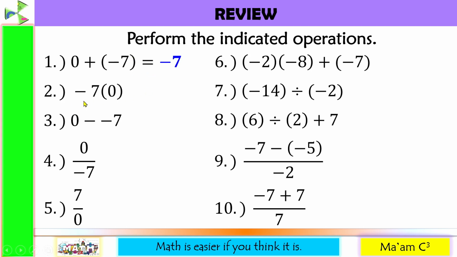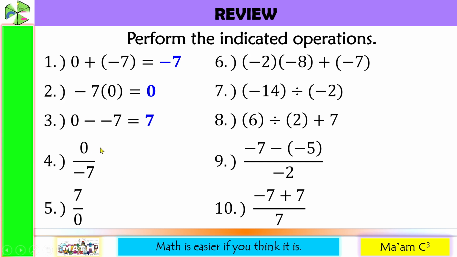Number 2, negative 7 times 0. Any number multiplied by 0 is equal to 0. Number 3, 0 minus negative 7. Two consecutive same signs when combined will become positive. So 0 plus 7 is equal to positive 7.